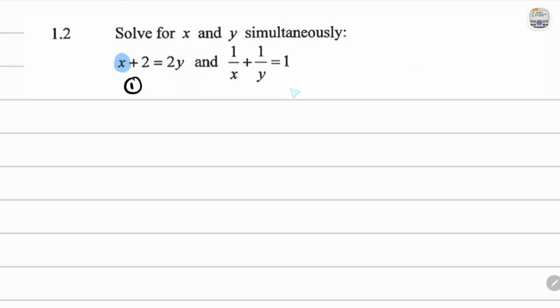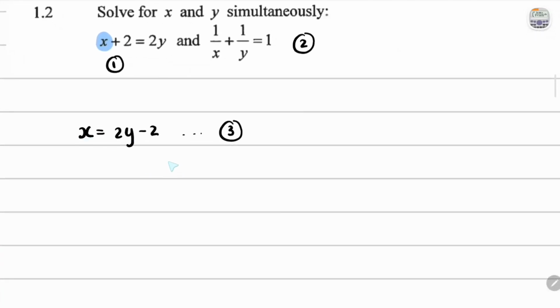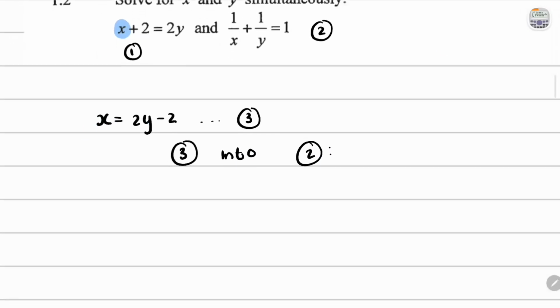So we can go ahead and call this equation 1 and call that equation 2. And then we can form equation 3 from this. So we'll leave x on the left-hand side and then we'll take that 2 over. So on the right, we just have 2y minus 2. And this would be equation 3. Okay, and now to finally solve for y, since we're making x the subject here, we can substitute equation 3 into equation 2. So wherever we see x, we'll substitute 2y minus 2. So we have 1 over 2y minus 2, plus 1 over y is equal to 1.